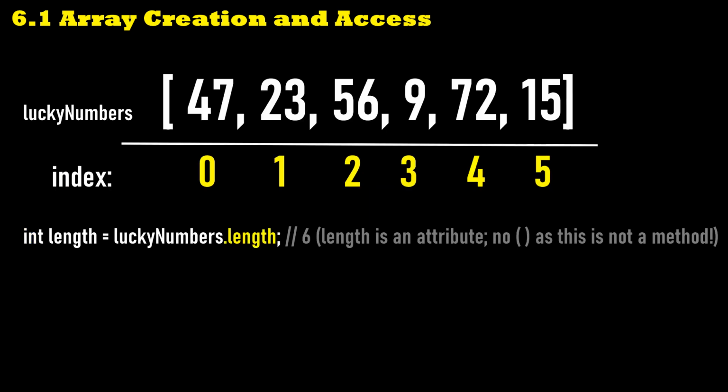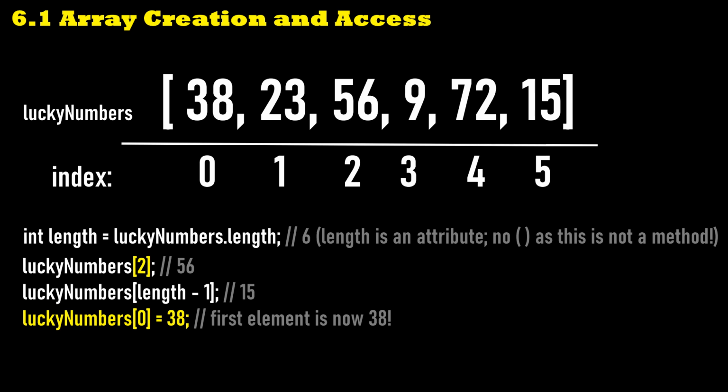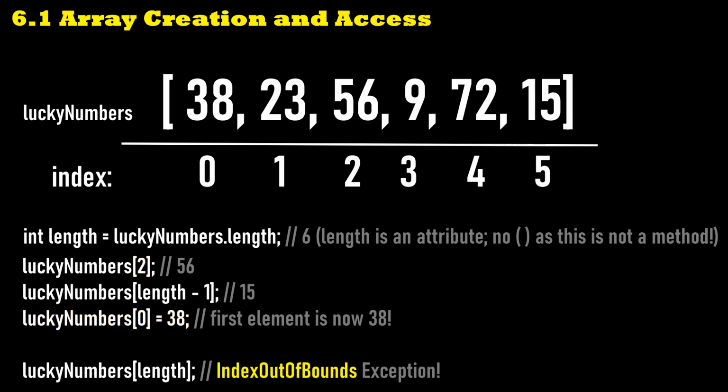Just like strings, arrays have index values from 0 up to the array's length minus 1. We can use square brackets and a valid index to access or modify an element in an array. But if we try to access an index outside of the array's range, we'll throw an out-of-bounds exception.